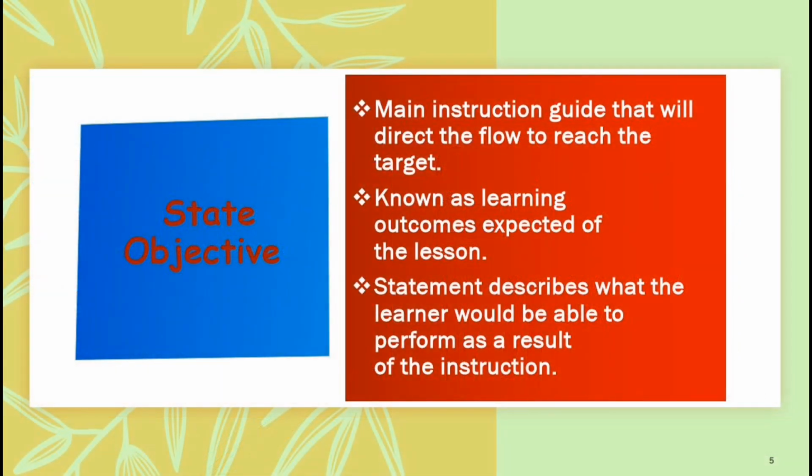The second component of the ASSURE model is State objectives. It is the main instruction guide that will direct the flow to reach the target. It is also known as learning outcomes expected of the lesson. And the statement describes what the learner will be able to perform as a result of the instruction.